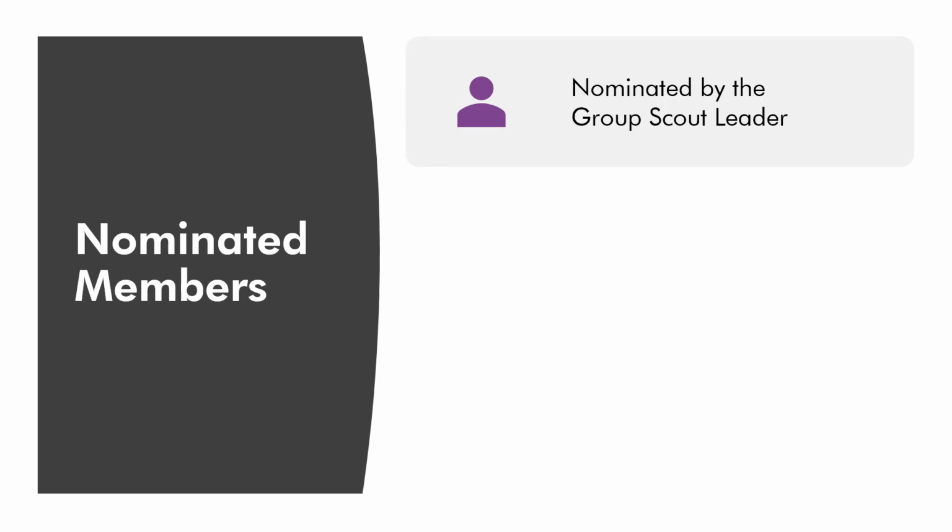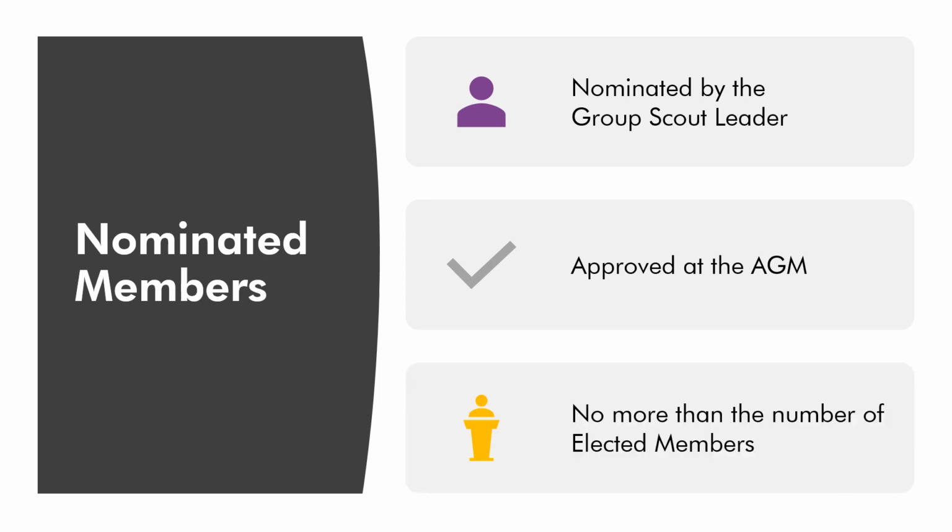After the election of members at the AGM, the Group Scout Leader may nominate additional members to the executive. They do not have to be members of the Group Scout Council, but they must be eligible to be charity trustees. There cannot be more nominated members than elected, so if only 3 members were elected, even if your constitution defines 6 elected members, there can only be 3 nominated members.